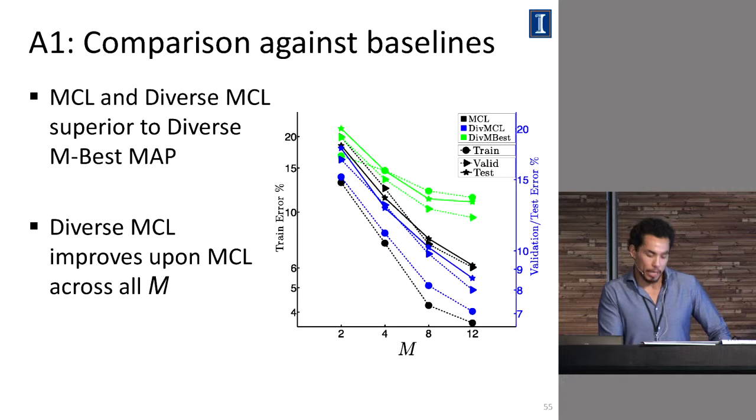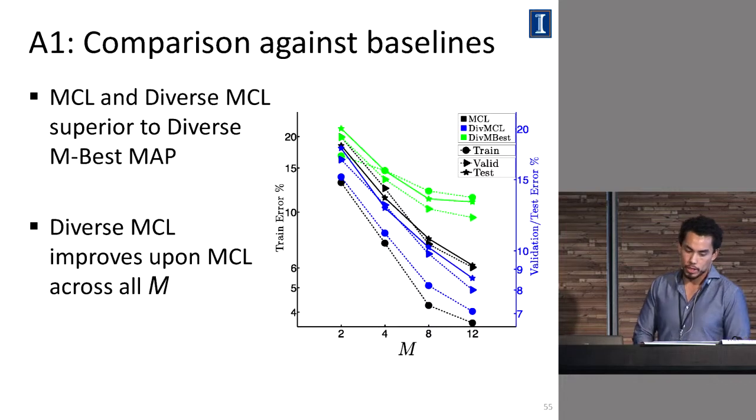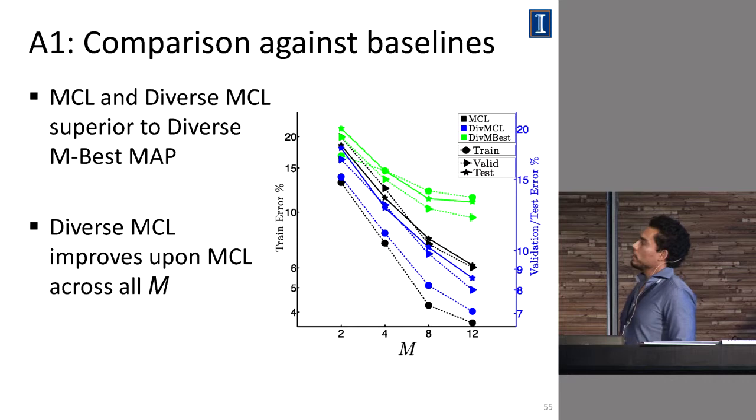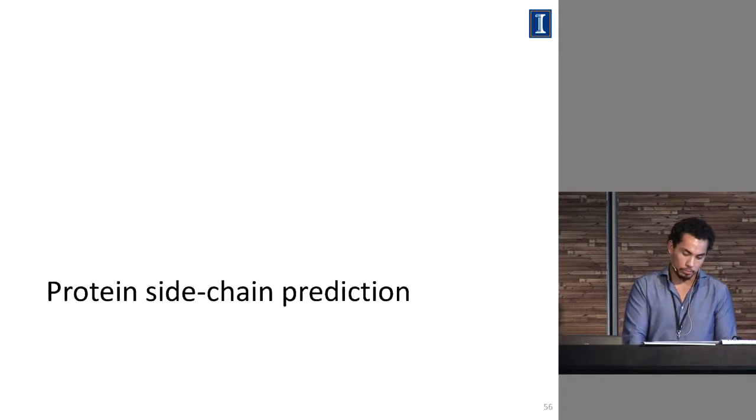In comparison against baselines, and this is my last slide: first, both approaches, MCL and diverse MCL, which is our approach here, learn to produce these diverse outputs. And so they're better than diverse MBES map. And then the approach we propose here is better than the approach without the diversity penalty.